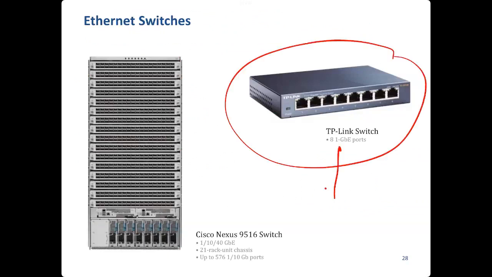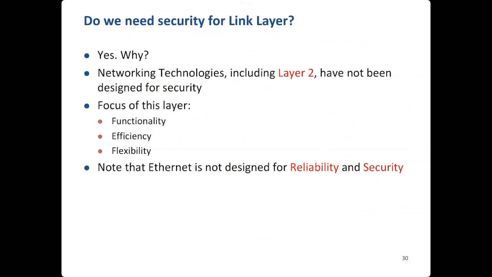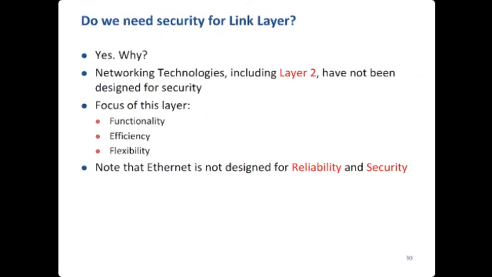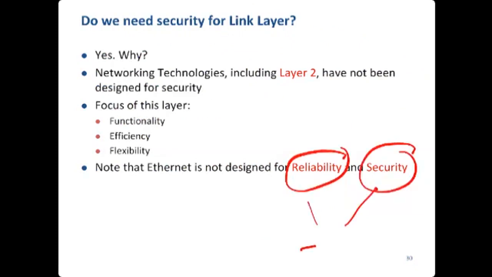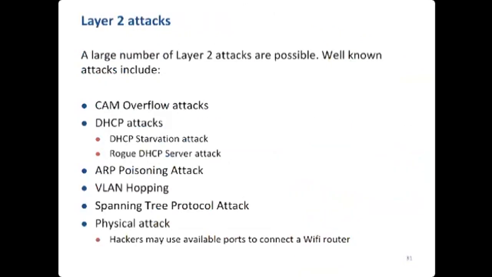So these are Ethernet switches. This is what we use at home, simple ones. Now, what kinds of threats can we think of? Note that Ethernet is also not designed for reliability and security. There can be various threats, and one we'll study is the CAM overflow attack. What is CAM here? Can anyone tell me? This word comes from computer architecture.